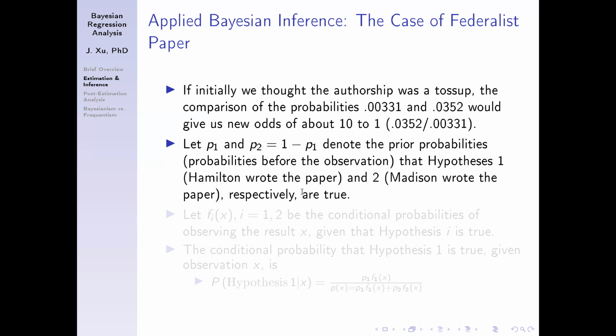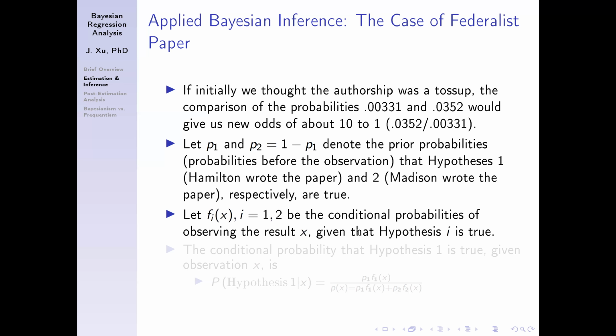So let's say we only have 2 possibilities. We settle on the assumption that the paper was either written by Hamilton or by Madison. Okay, so P1 and P2 denote the probabilities of beliefs that hypothesis 1 or 2 are true, respectively. And let f sub i of x, where i is equal to 1 or 2, be the conditional probabilities of observing the result x.